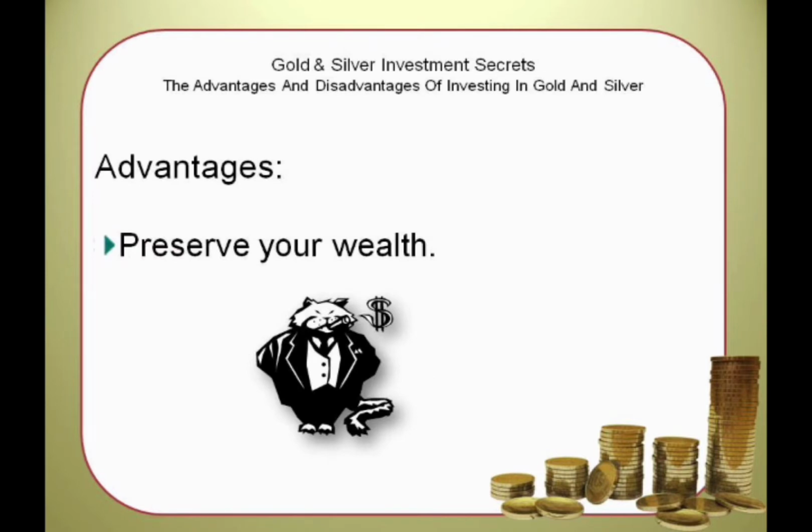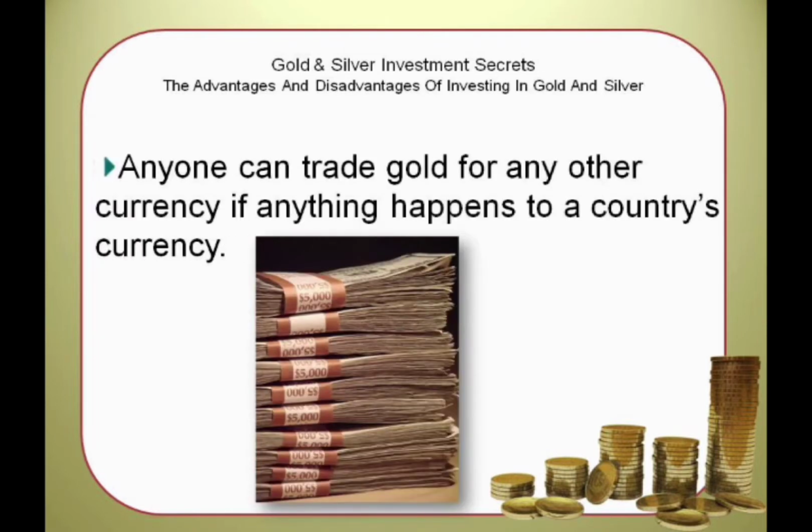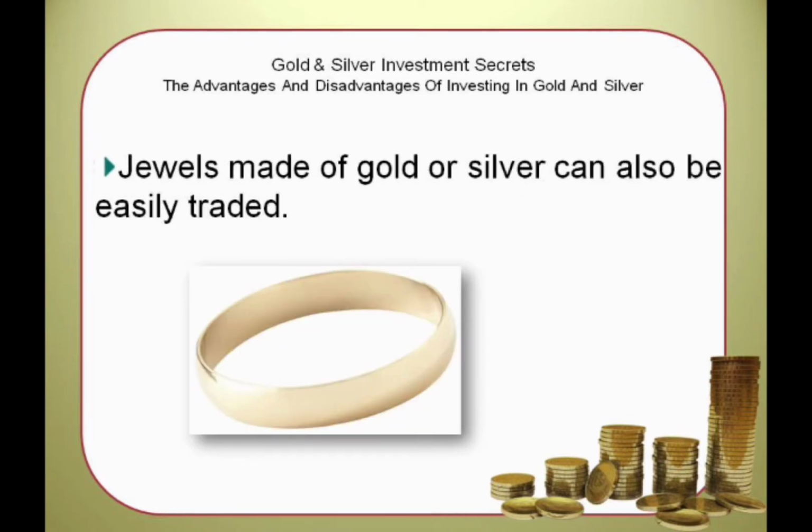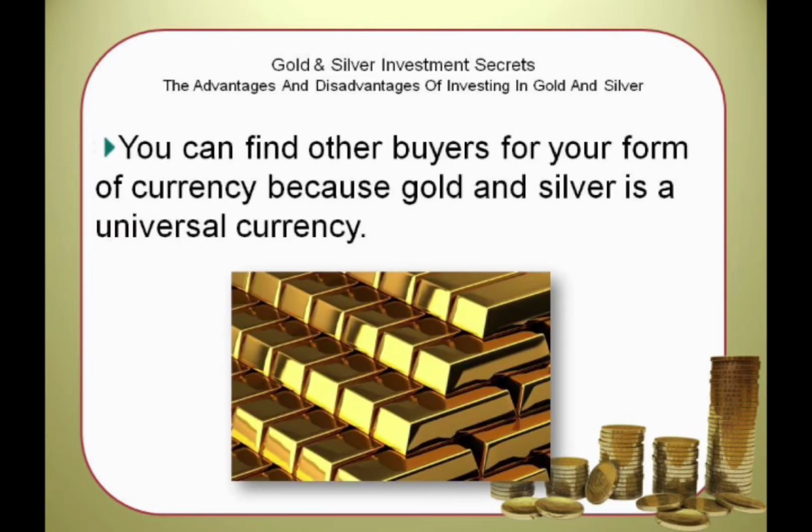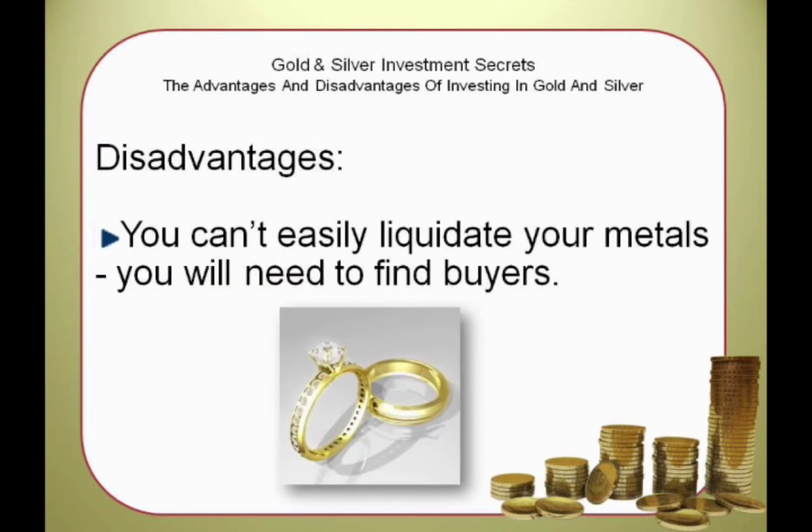Advantages: preserve your wealth. Anyone can trade gold for any other currency if anything happens to a country's currency. Jewels made of gold or silver can also be easily traded. You can find other buyers for your form of currency because gold and silver is a universal currency.